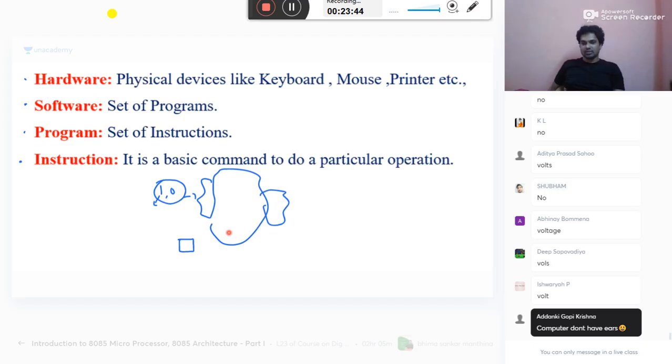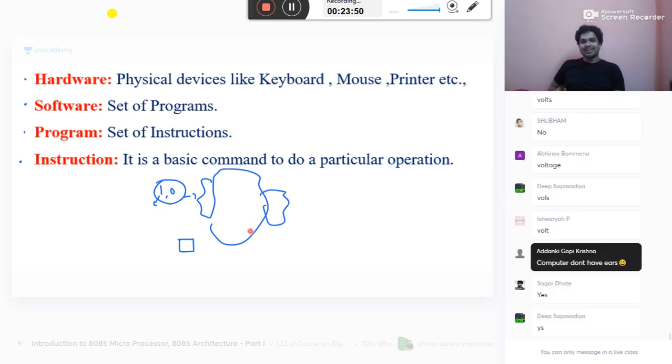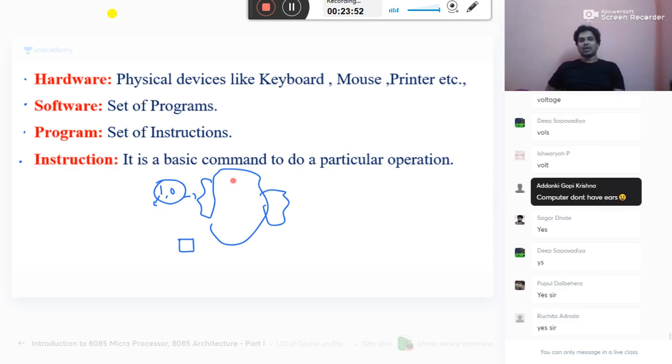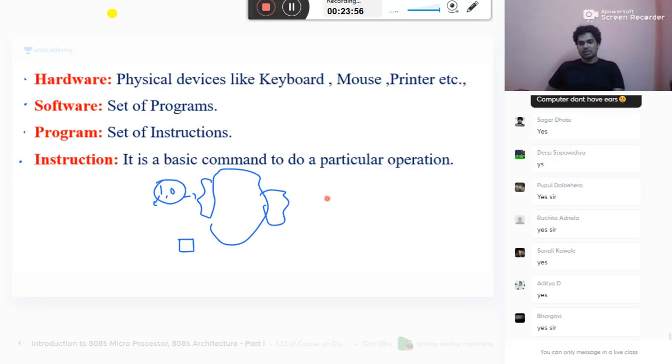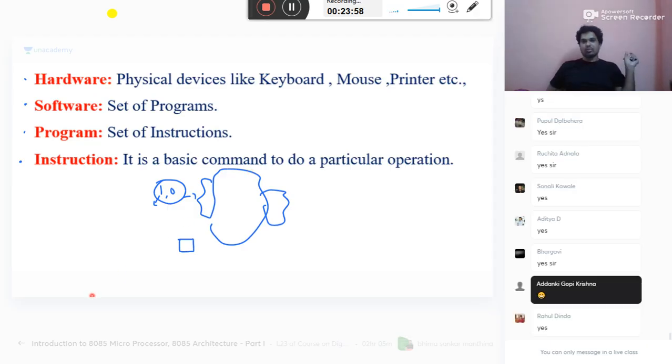Is it clear? Your mic is here, man. Gopi. Right. So, okay, listen here. Let me explain a little more on this, because you are doing the microprocessor course, so you should know the internal structure and what happens in the computer in full.